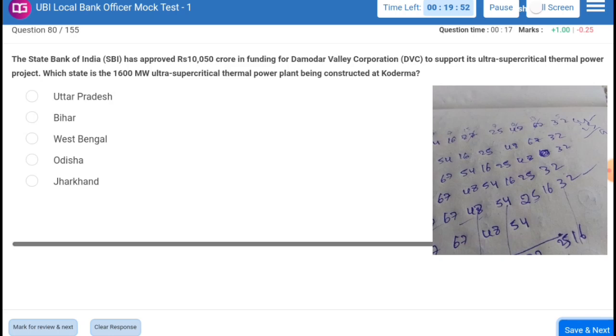SBI has approved 10,050 crore funding to Damodar Valley Corporation to support an ultra super critical thermal power project. Which state is the 1600 megawatt ultra super critical thermal power plant being constructed at Koderma in? I think Jharkhand, so Koderma is a place in Jharkhand.